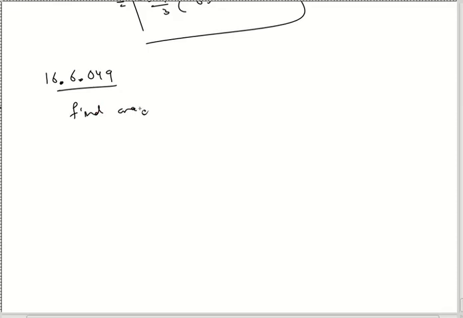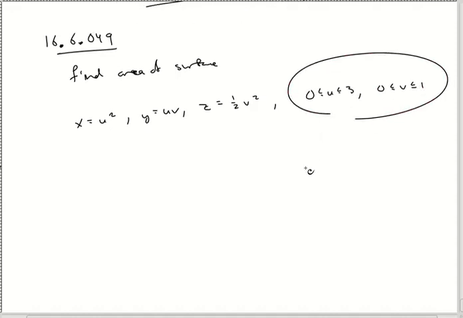Find the area of the surface. So just like we were doing last time, I got x equals u squared, y is equal to uv, and z is equal to 1/2 v squared. And they're telling me ahead of time that u and v are between 0 and 3 and 0 and 1. Now, this is going to be the indicator to tell you how we're going to proceed in a couple minutes.